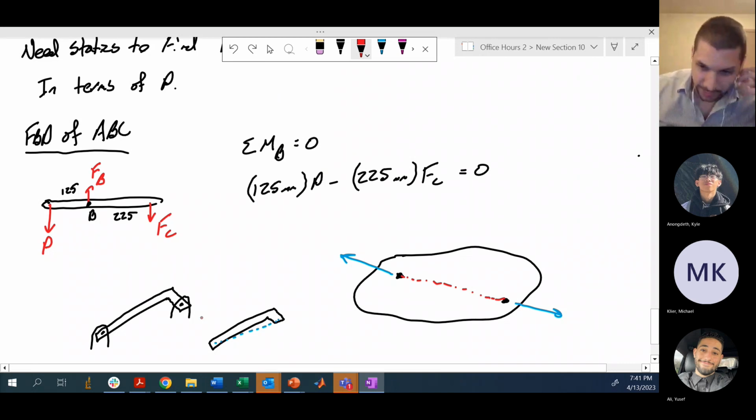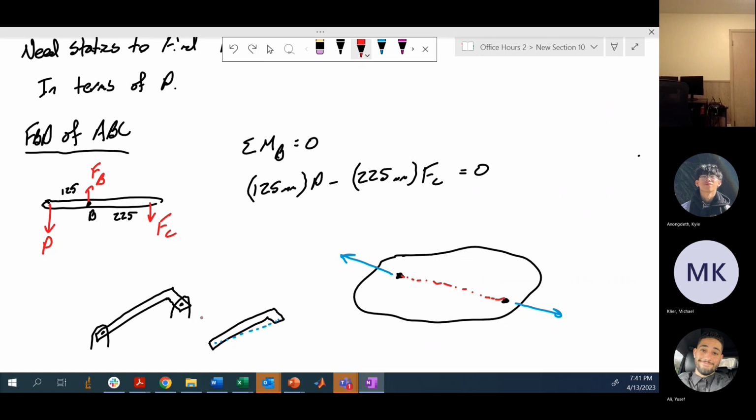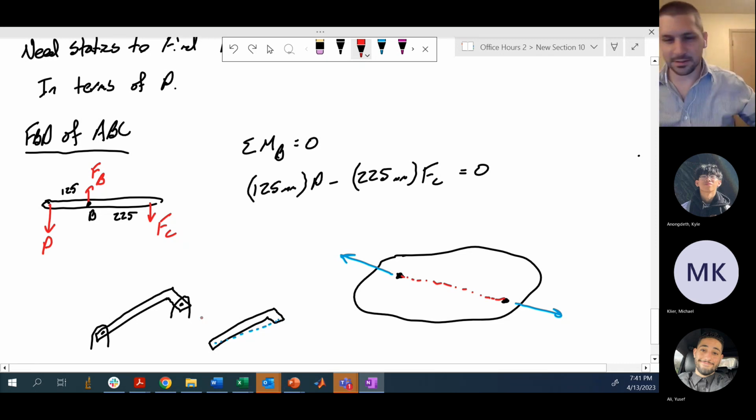I've got to run and get my charger really quick for my laptop. One second. Okay, I'm back. Sorry about that. Didn't want to die halfway through there. That would be not so good.